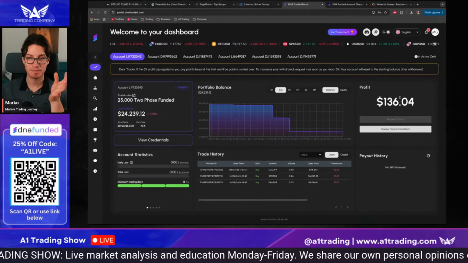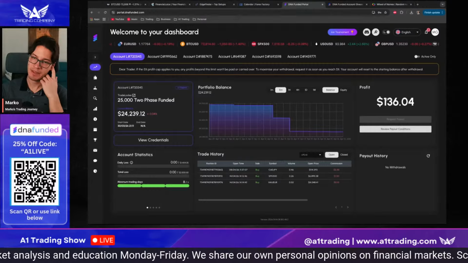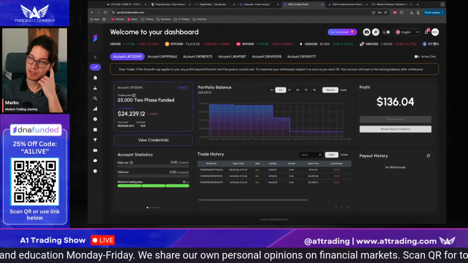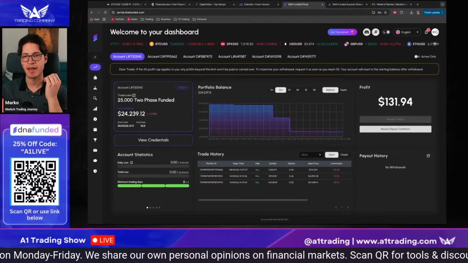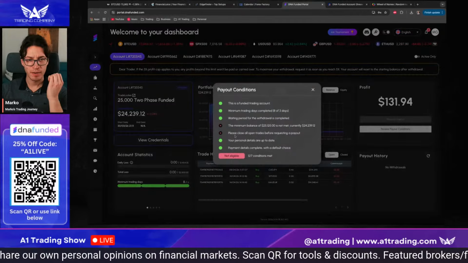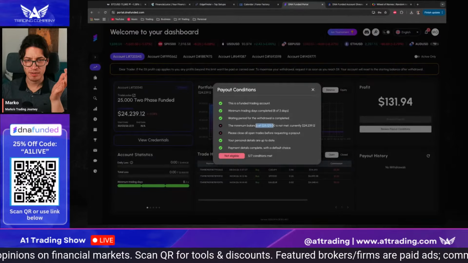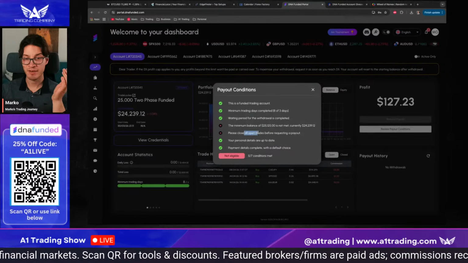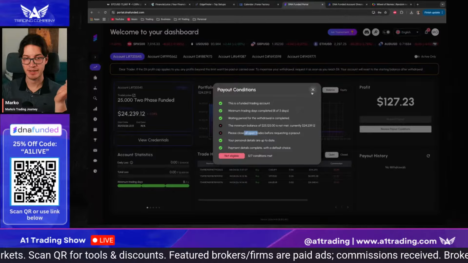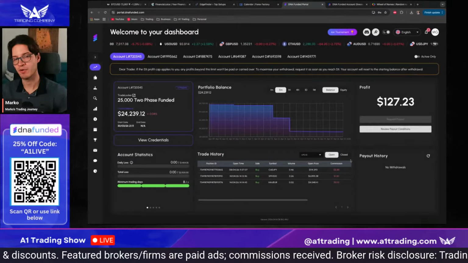Game plan, because of the consistency rule, I'm gonna have to aim for around $1,000 or $1,500 in profit before I initiate the first payout. So the only condition that hasn't been met is this one is met, so I still have positions open, right? And then I can request the payout, but because of the consistency rule, I need to get some more winners.